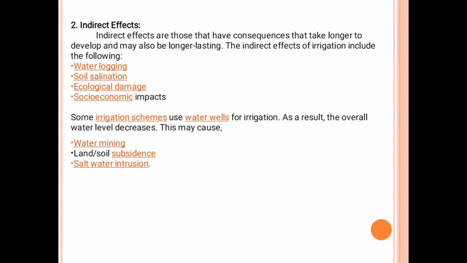ecological damage, socio-economics. Some irrigation schemes use water wells for the irrigation. As a result, the overall water level decreases. This may cause water mining, land subsidence and salt water injection. Adverse impacts.